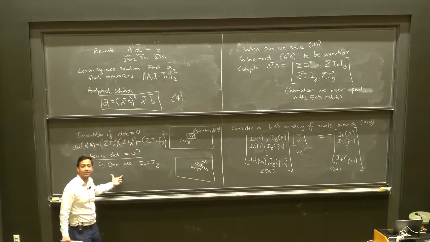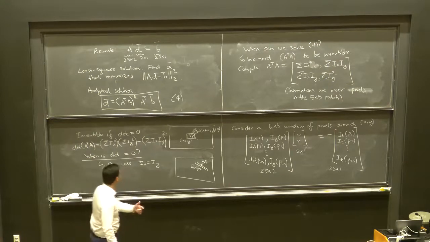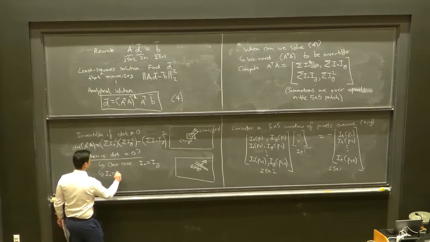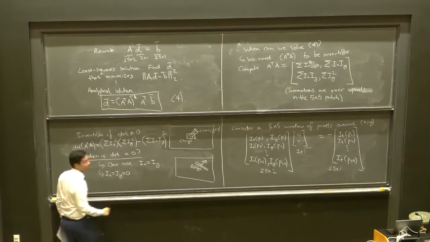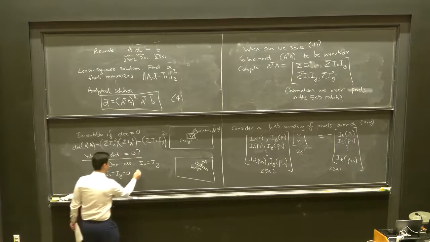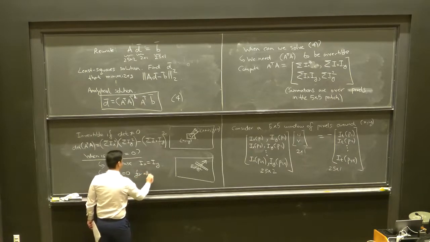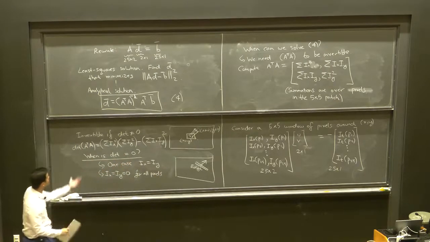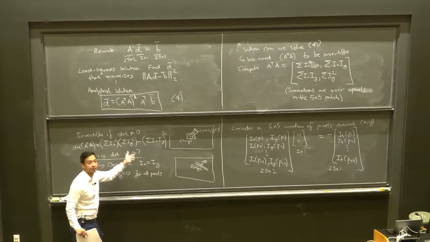Other problematic cases? There's a simpler one actually, where it doesn't move at all. There's no texture. Yeah, there's no texture, so everything is zero. So Ix equals Iy equals zero for all pixels, like all pixels in this 5x5 patch. In that case, each term here is zero, so the determinant is zero.